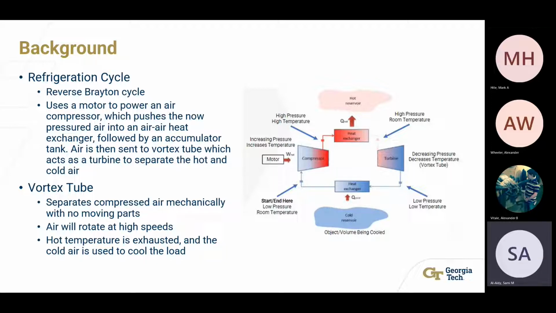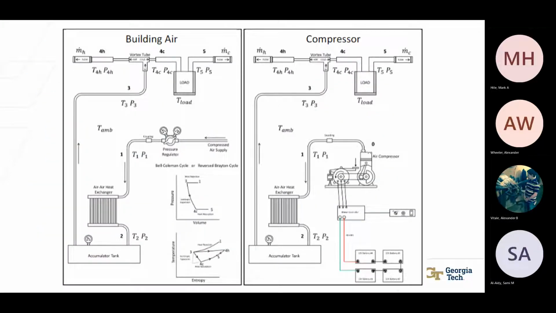The vortex tube will separate the compressed air into hot and cold components, each having their own respective mass flow rates. A vortex tube is a mechanical device that has no moving parts. And then this diagram here is a more in-depth schematic of the actual system that is going to be used.